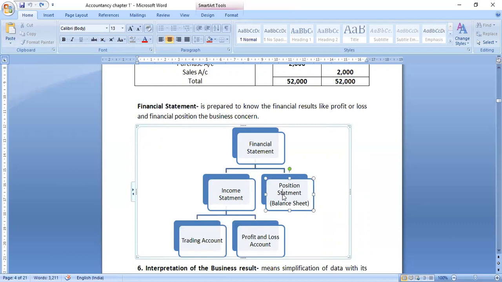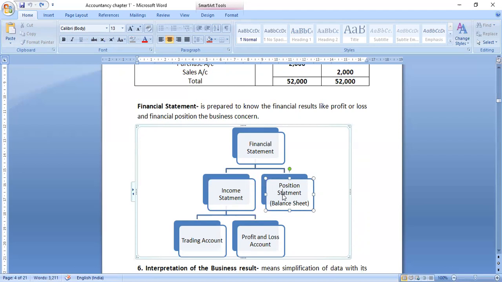Means like where you are standing. Like in a class, some students perform well, some students do not perform well. So it shows, through the examination we come to know where the students are standing, whether he is weak or whether he is strong. In the same way, through the position statement we can find out the position of the business.